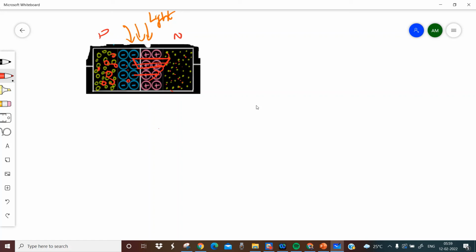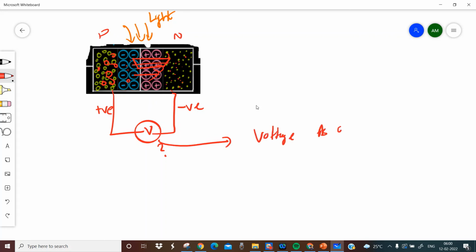Then what will happen? Electrons are negative potential, a lot of positive charge here. So if you connected a voltmeter across this junction, we will get certain voltage, certain readings in this voltmeter. Yes or no? Okay? So we will get certain voltage. So we are getting voltage as output.